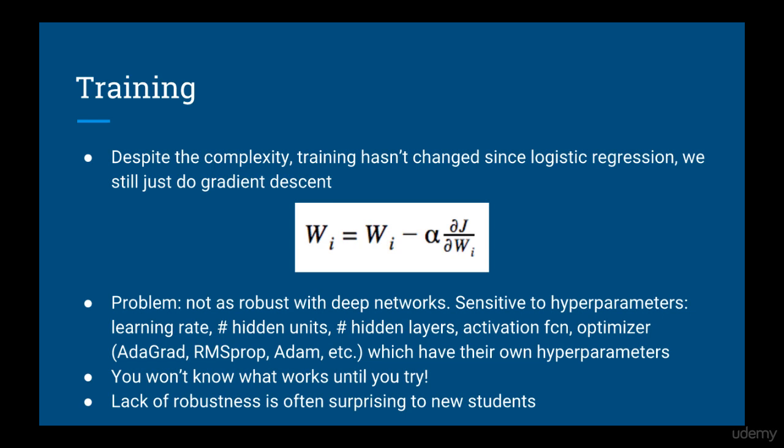And these different types of optimization algorithms come with their own set of hyperparameters. You will never run out of hyperparameters to try. One setting might yield an accuracy not much better than chance, and another setting might yield a very good accuracy. This lack of robustness often surprises students who are just beginning to learn about deep learning.